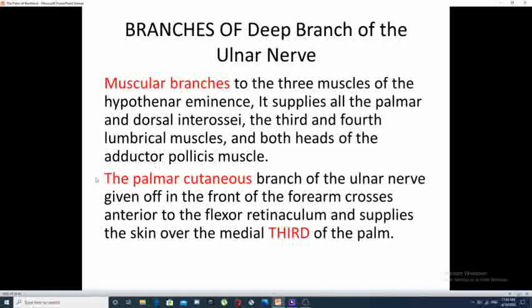The palmar cutaneous branch of the ulnar nerve is given off in the front of the forearm, crosses anterior to the flexor retinaculum, and supplies the skin over the medial third of the palm of the hand.